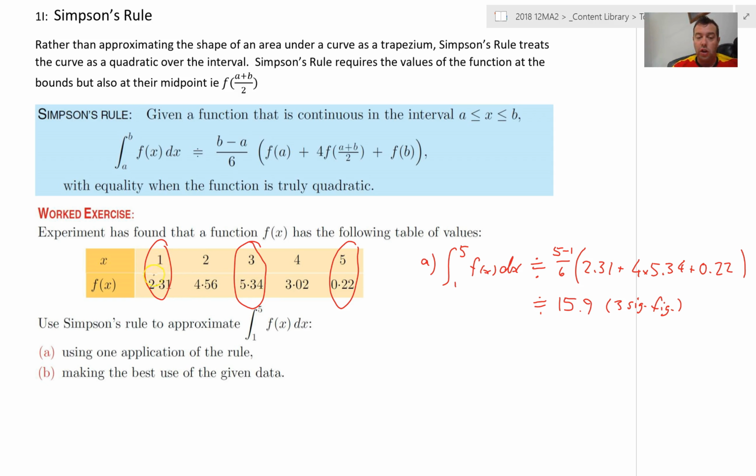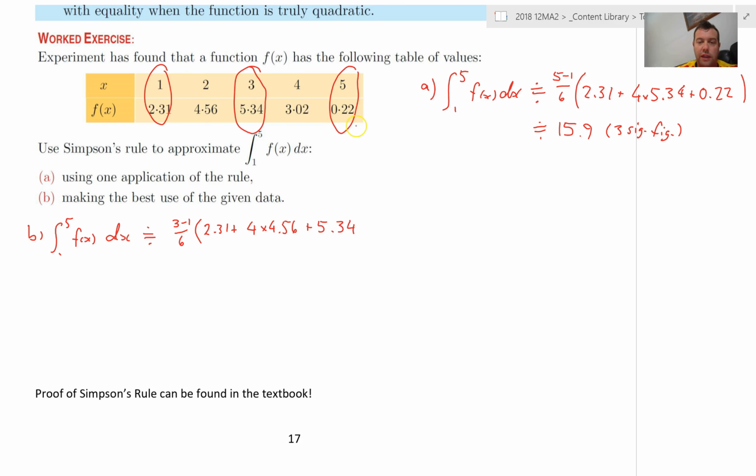So, the integral from 1 to 5 of f(x) dx is approximately equal to (3 minus 1) over 6, outside of the first, 2.31, plus 4 times the middle, which is now 4.56, plus the last, 5.34. That is approximating the first half of that interval.